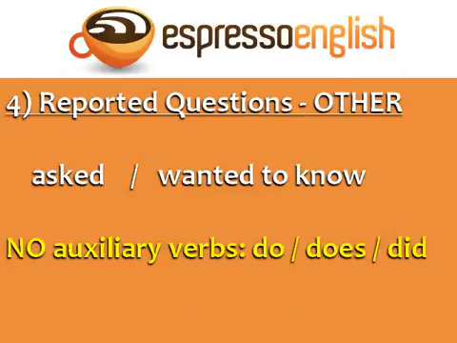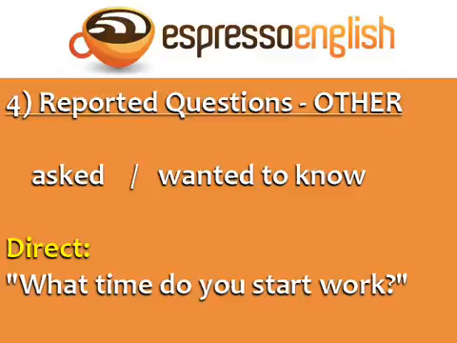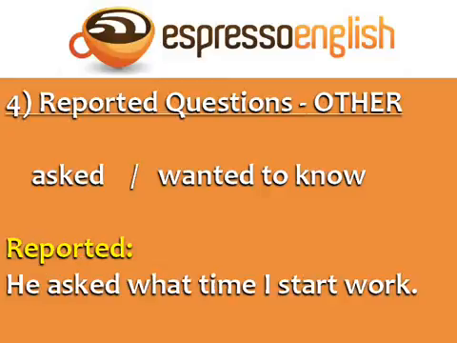To report other questions that are not yes or no questions, we use asked and wanted to know with no auxiliary verbs do, does, or did. For example, direct: "What time do you start work?" Reported: He asked what time I start work. There is no auxiliary verb do in the reported question.